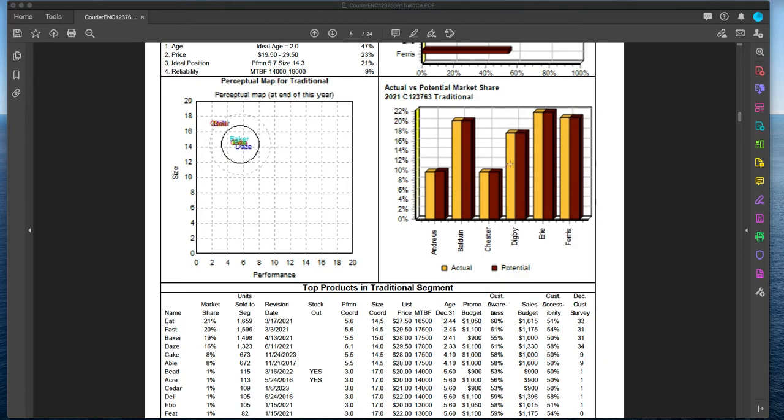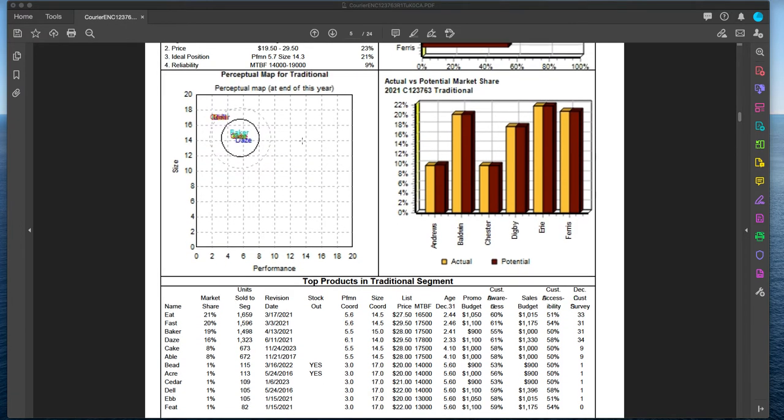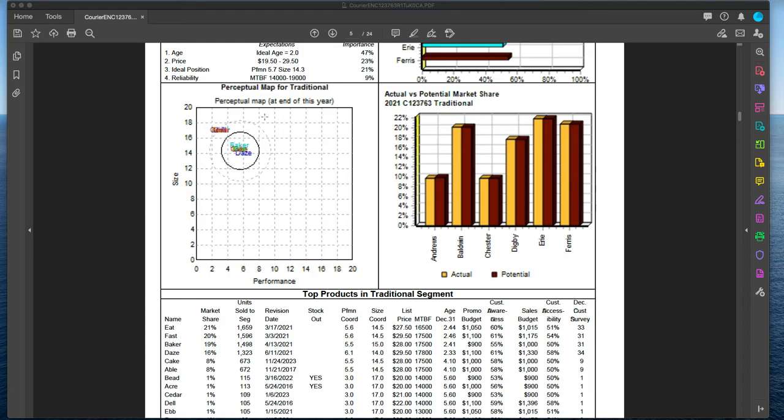Down here we see the actual versus potential market share. So it looks like for the most part this round, each company had supply and demand meet each other. Here's the perceptual map for this segment.